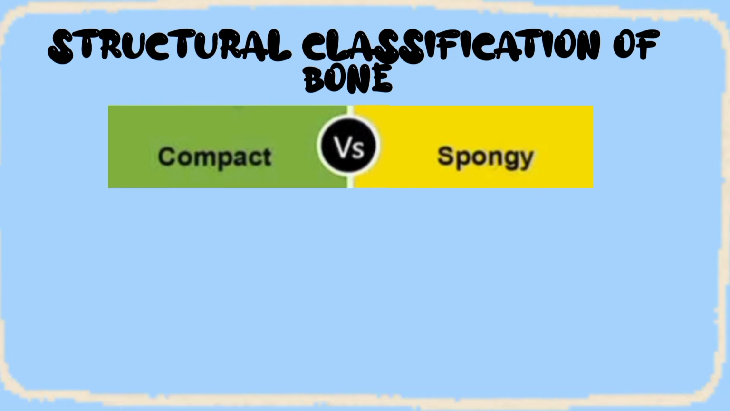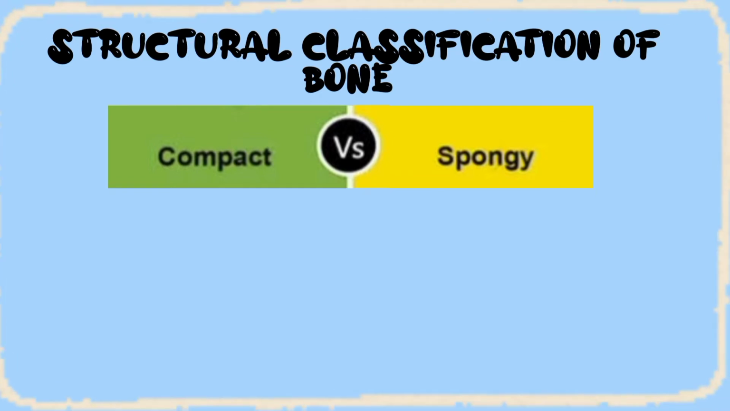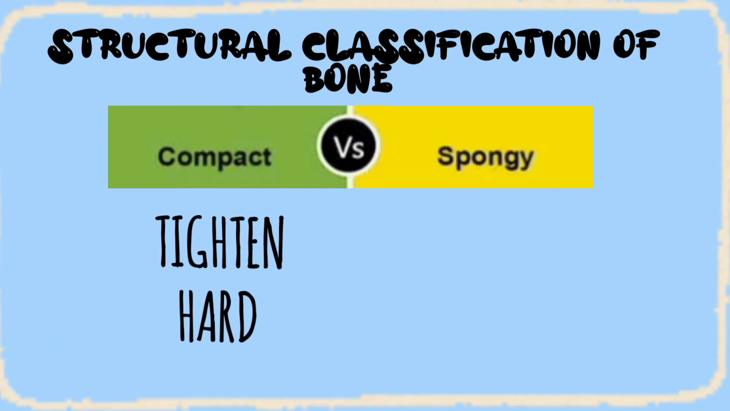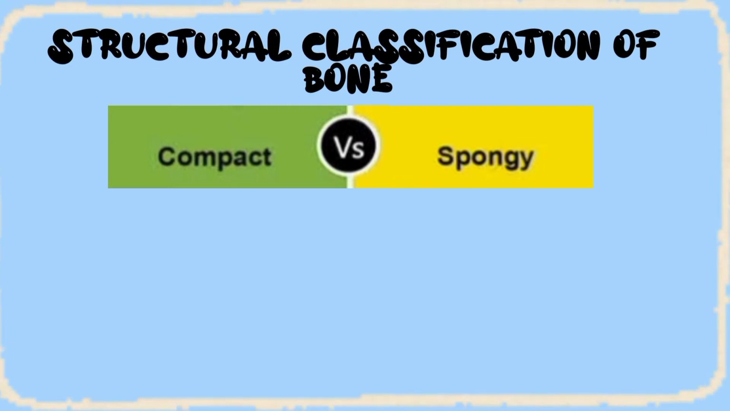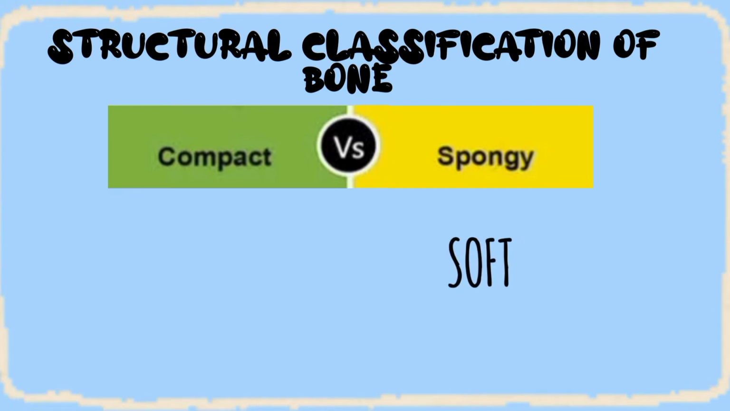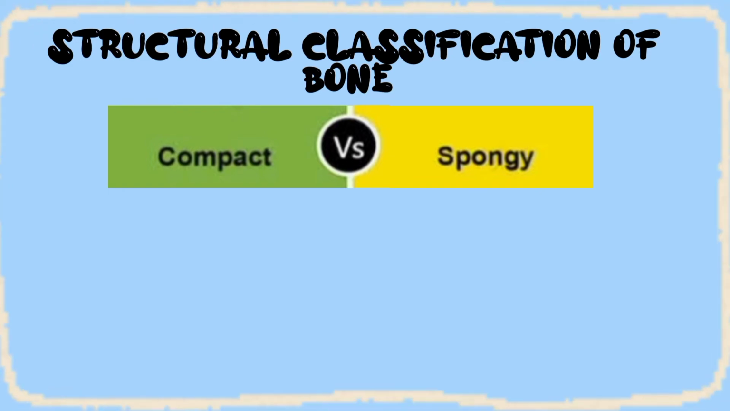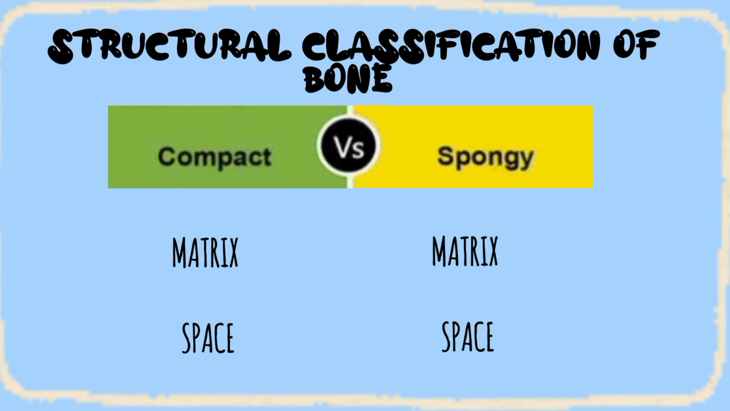On the basis of the structure, we divide the bone into two categories, the compact one and the spongy one. So what is a compact one? The word compact itself indicates that it is something that is tight or hard in nature, while spongy indicates something that is soft and has the power to absorb anything. So we classify the bone on the compact and the spongy level. The compact bone, as I told you, is hard in nature, so it has more matrix and less spaces, while the spongy one is soft, so it has less matrix and more spaces.